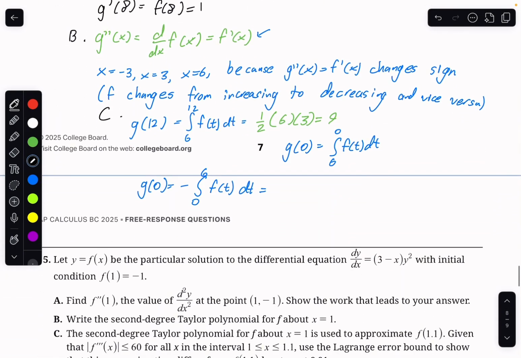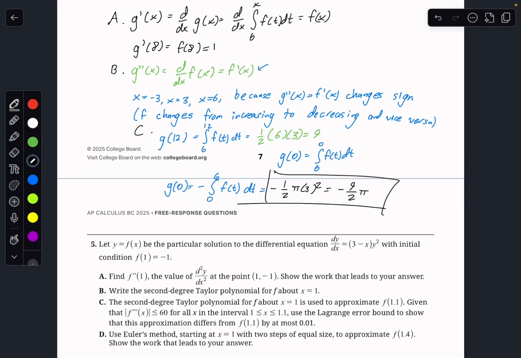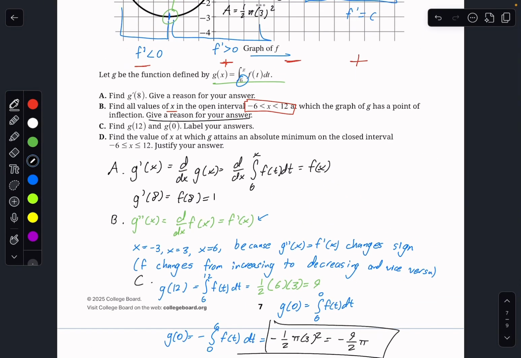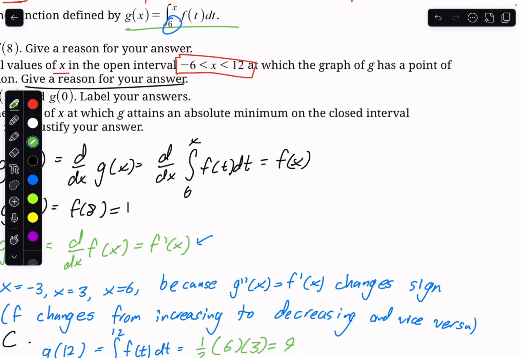It's that simple. And now don't forget our negative sign, which means our answer for this integral is going to equal negative 1/2 pi times 3 squared, which is going to be negative 9 over 2 pi. But you do not have to simplify because it is AP Calc BC, and you don't have to do that for the College Board exam. Now, we have the hardest part where many people got tripped up, but this is part D.